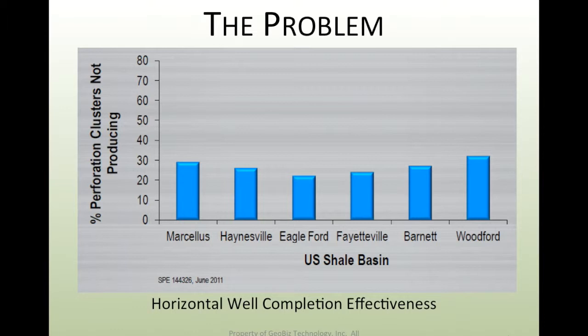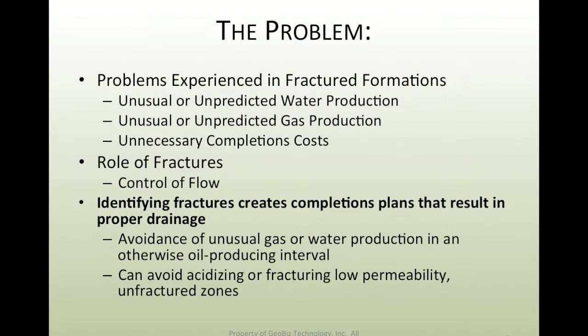And to be fair, we were recently at a symposium and they estimated this number to be higher, but let's just stick with the 30%. So if 30% of the perforations are eating into your margins, I think the question becomes, how do we cut down that 30% so that we can increase profit margins on our wells and create a more effective completions plan?